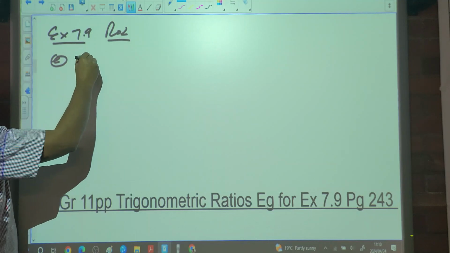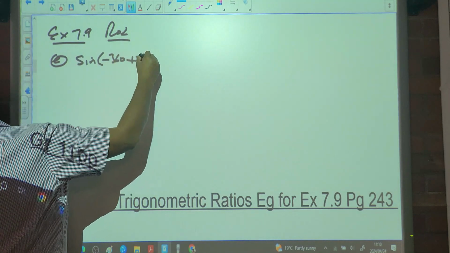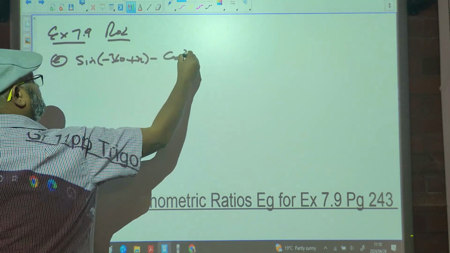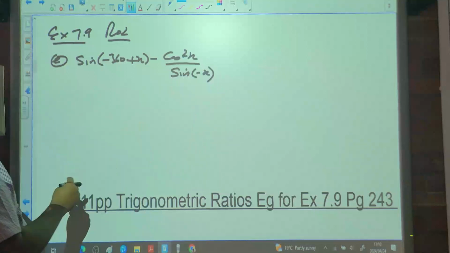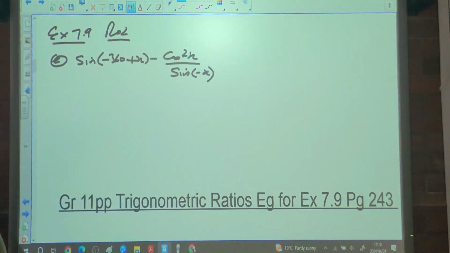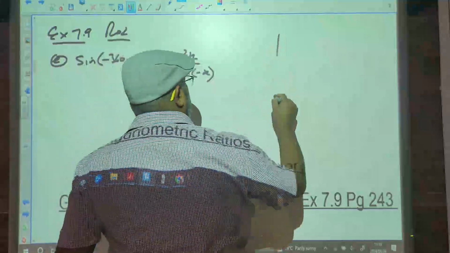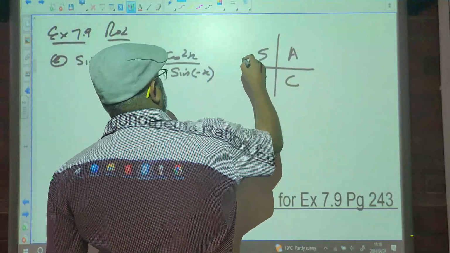Okay, so we got sine of negative 360 plus x, minus cos squared x over sine of negative x. People, this is how it comes in the exam basically. They put it all together like this. Alright, so let's go. It takes you to the all stations to Claremont diagram. This is going to be 180 there.